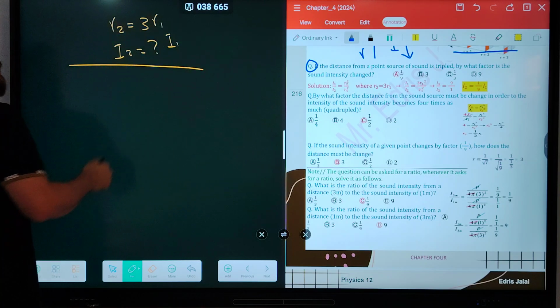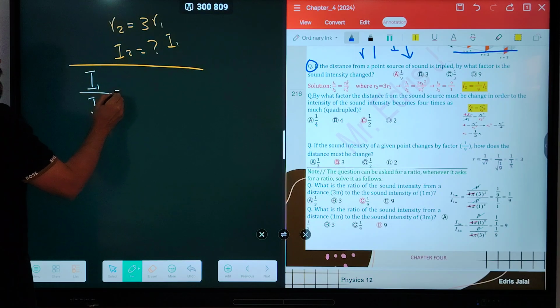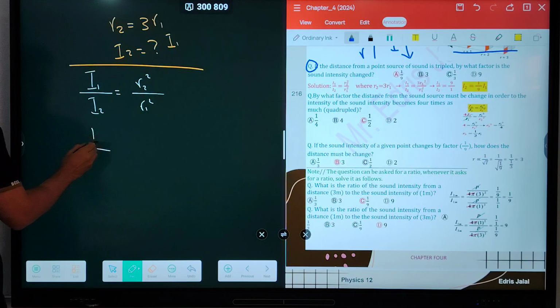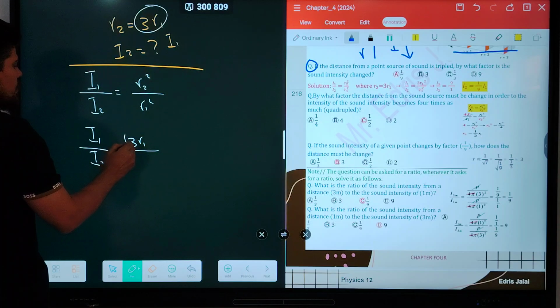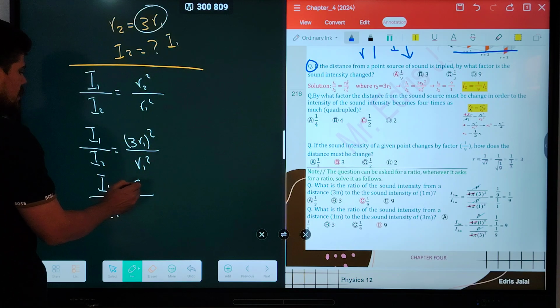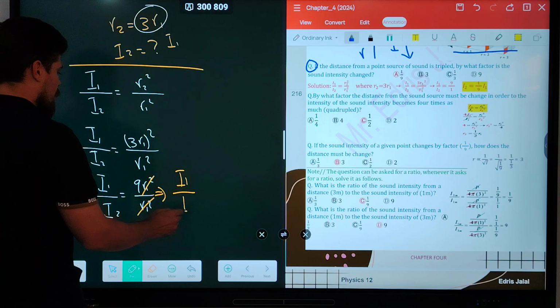Guys, look. If you have 2I or 2R, as I told you, you have to use this relation. I1 over I2 is equal to R2 squared over R1 squared. I1 over I2 is unknown. R2 is equal to what, guys? 3R1. 3R1 squared over R1 squared. Bring down I1 over I2. 3 squared, 9. R1 squared over R1 squared, R1 squared with R1 squared cancel. What remains? I1 over I2 is 9 over 1.